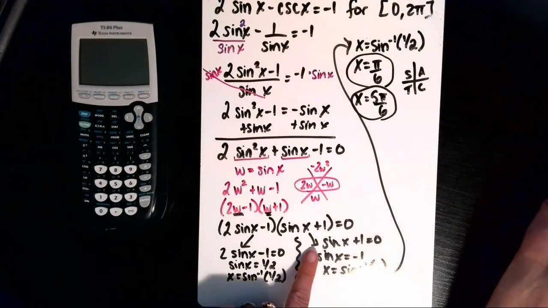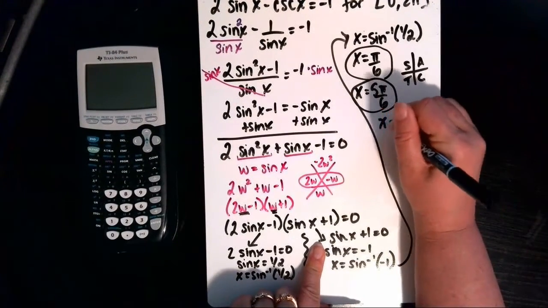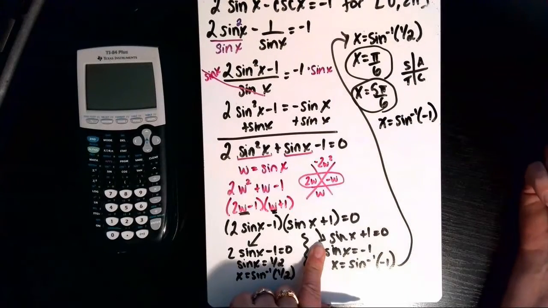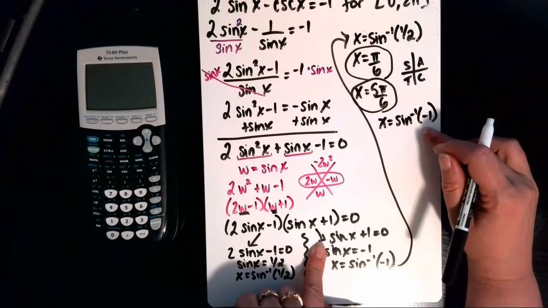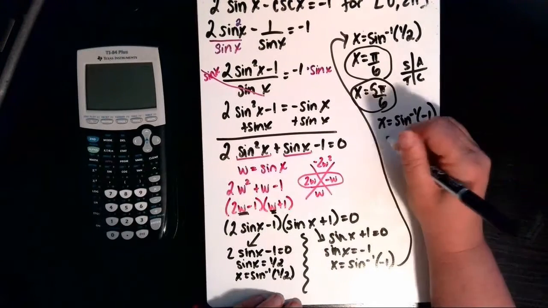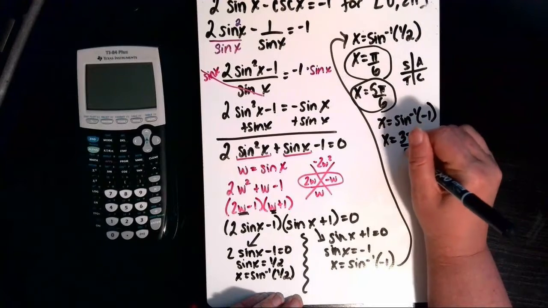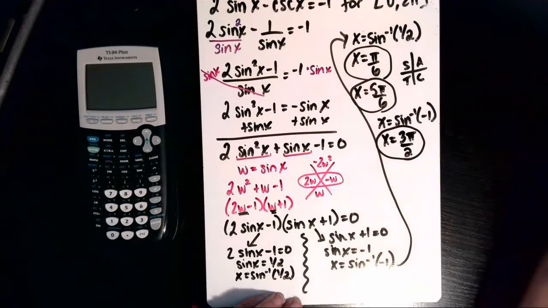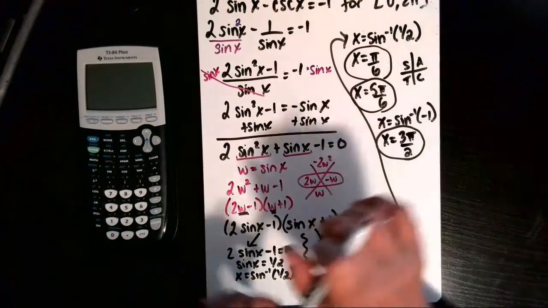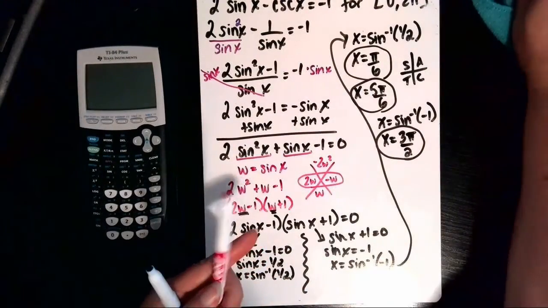Okay, then our second equation, we have that x is equal to the arcsine of -1, and that's asking us to find the angle on the unit circle that has a y-coordinate of -1, and that is true only at 3 pi/2. So that would be just 1, 2, 3 possible solutions that we want to consider for this trig equation.